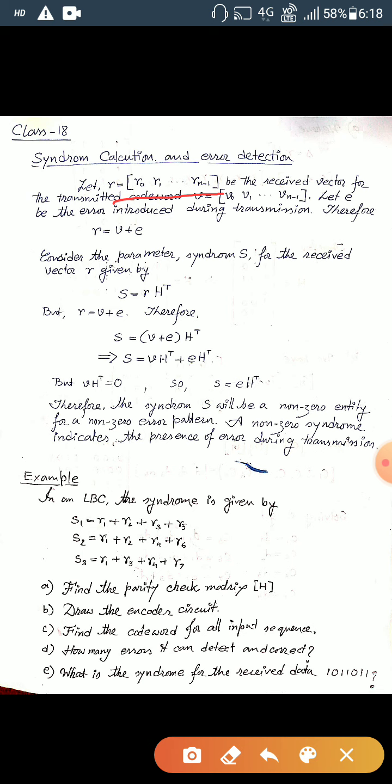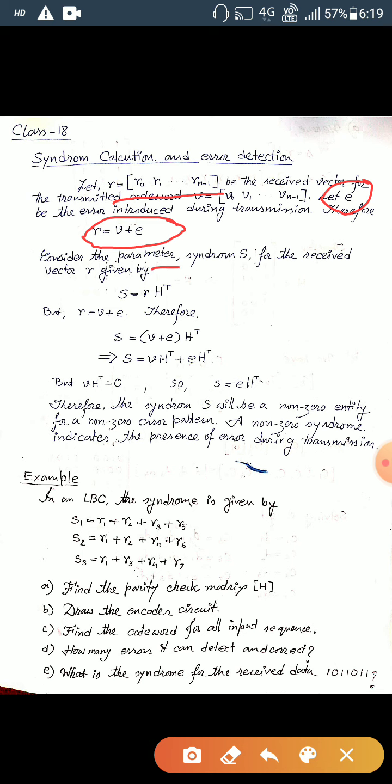Let E be the error which is introduced during the transmission. Therefore, obviously we can write that R is the combination of the transmitted signal or transmitted code word, that is V, plus the error. So R is equal to V plus E.